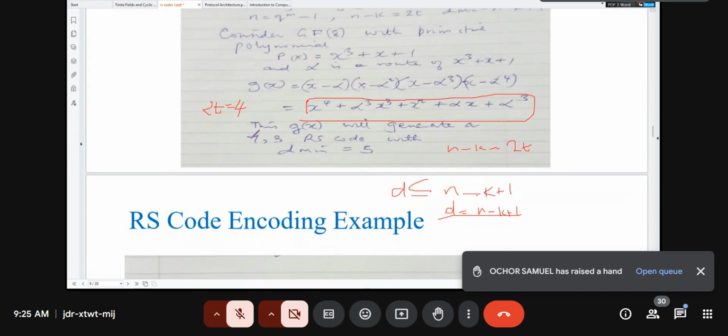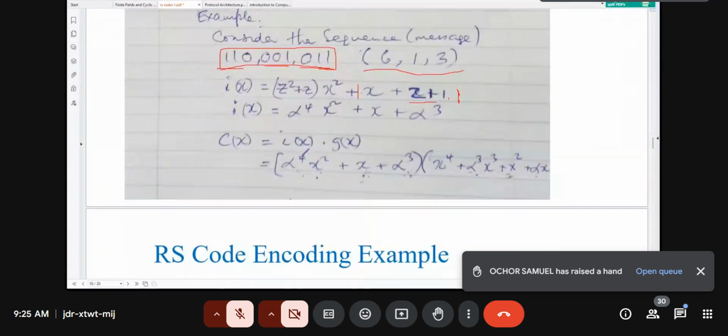Remember the case of the 255 symbols, but it's because you are using 8 bits. So it is 2 to the 8 minus 1. So this is 2 to the m minus 1. So n minus k. So this will be a 7, 3 code. So the symbols we have in our case are S1, S2, and S3. Those are our symbols. Yeah, we have 3 symbols.